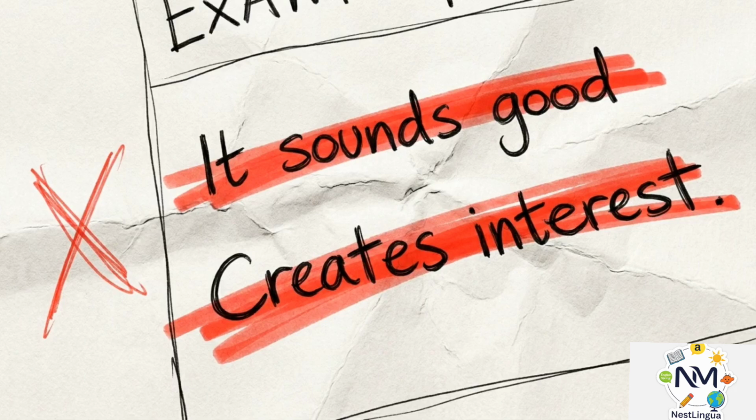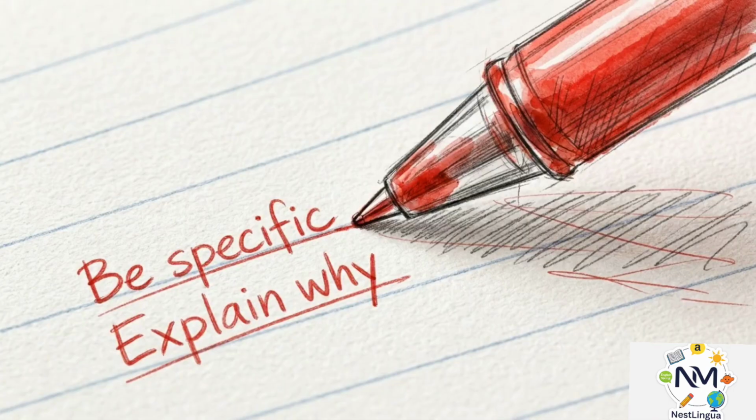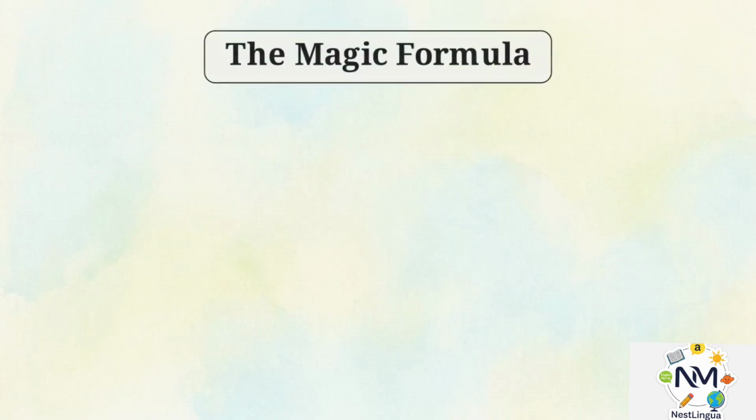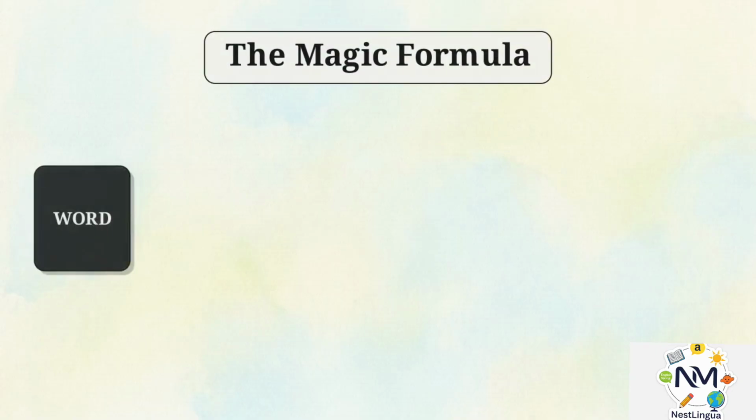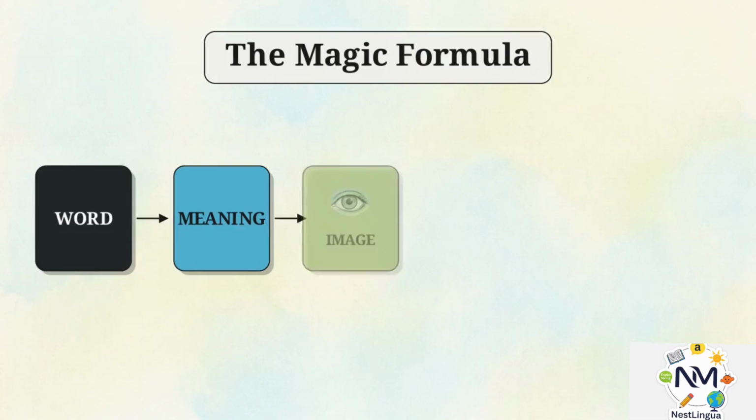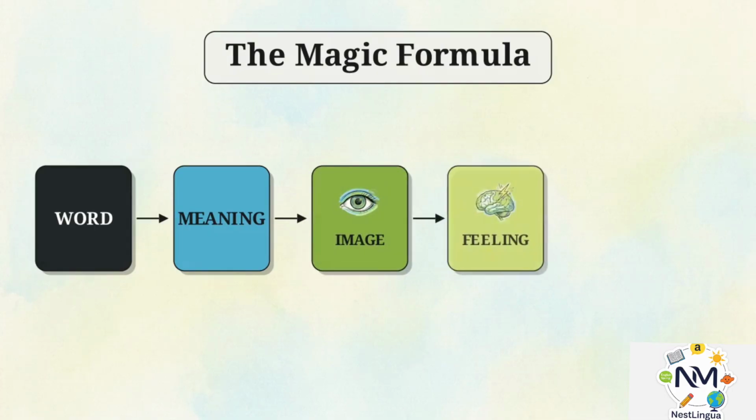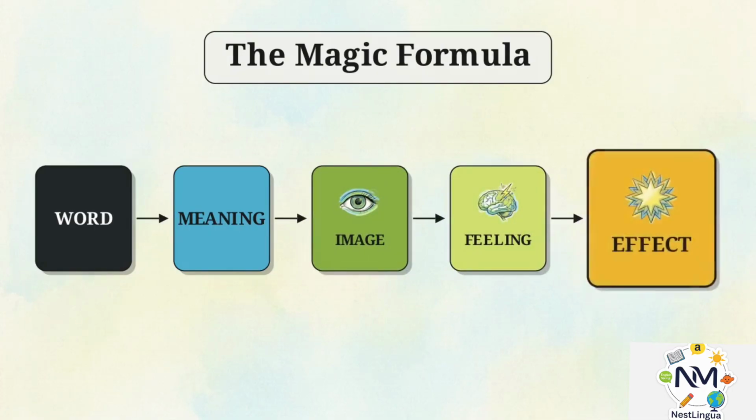When it comes to exams, many students lose marks on writer's effect questions because they state a sentence sounds good or creates interest. Those answers are too vague. You have to explain the underlying mechanics. To secure maximum marks, use this specific formula. Identify the exact word, state its literal meaning, describe the image it creates, explain the feeling it evokes, and finally, define the overall effect on the reader.